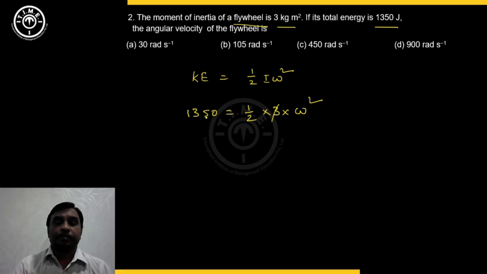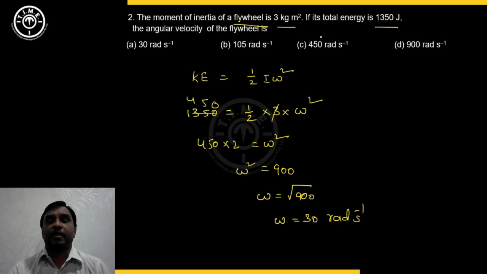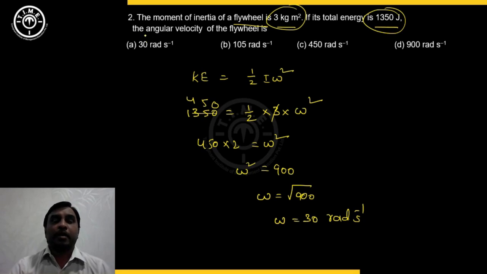3 ones are 3, 3 fives are 15, and 0. 2 goes there, so 450 into 2 is equal to omega square. So omega square is 900. Omega is root 900, which gives you 30 radian per second. So under this case, the moment of inertia of a flywheel is given as 3, the total energy is given as 1350, and the angular velocity is asked. Option A is correct. Moving to the next question.